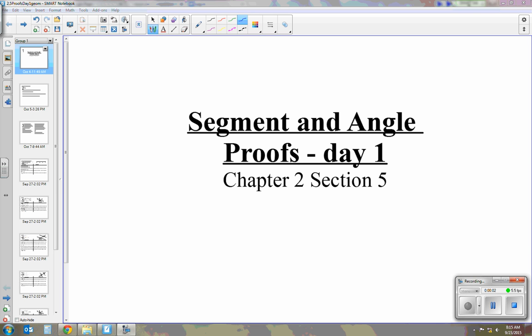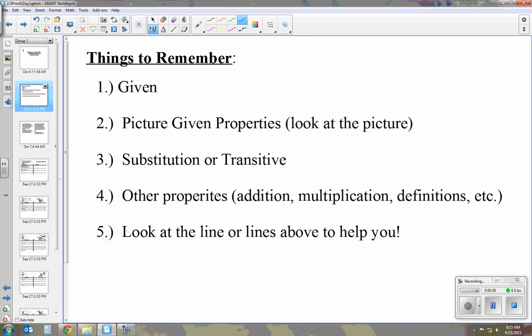We're finally going to look at some segment and angle proofs. This is the first day of some examples of proofs. So some things to remember before we start these. The first thing is you always write down the given. Okay, and then you look for the picture given properties. You look at the picture, see if you can write anything down that comes from the picture.